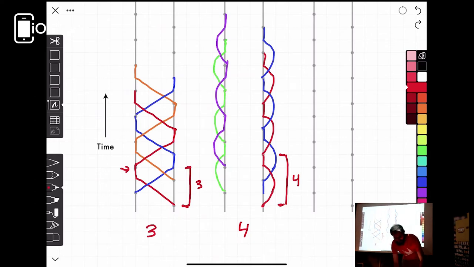So we now have some building blocks, some different types of throws, and we can start to combine them and mix them together. So remember I said that when we were doing 4, they stayed on the same side. Each of these throws is called 4. It is the type of throw that you do when you juggle 4 balls.